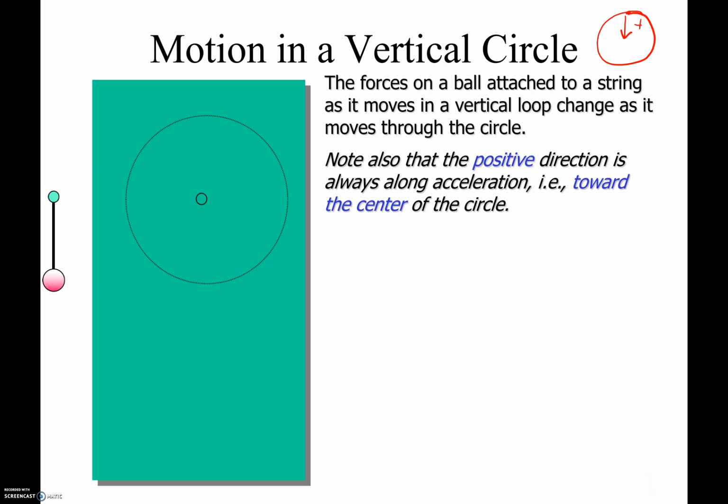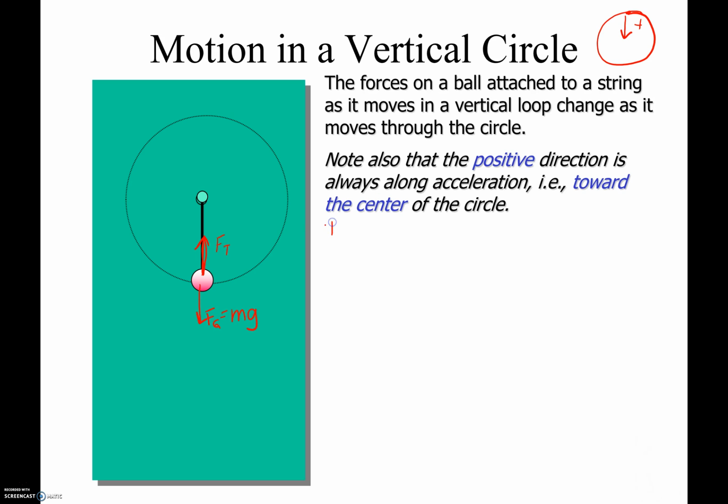So let's take a look at the bottom of a circle. Here I am swinging a ball on a rope. If I want to look at a free body diagram of this ball on this rope, we're going to have the force of gravity down. And remember, the equation for force of gravity is mass times the acceleration due to gravity. And we have our tension force up, the force of tension.